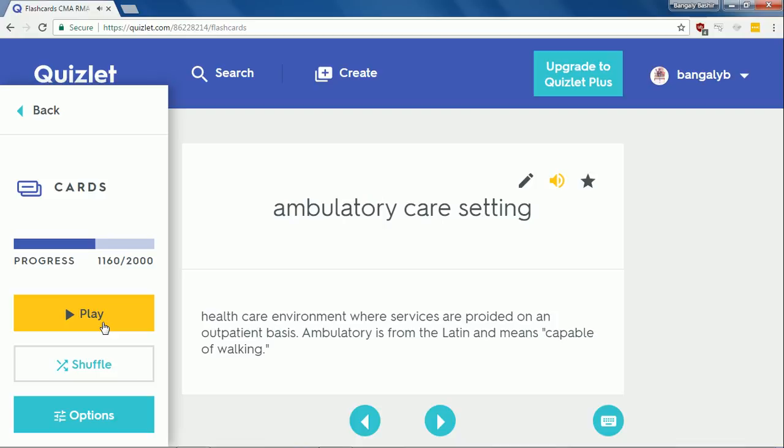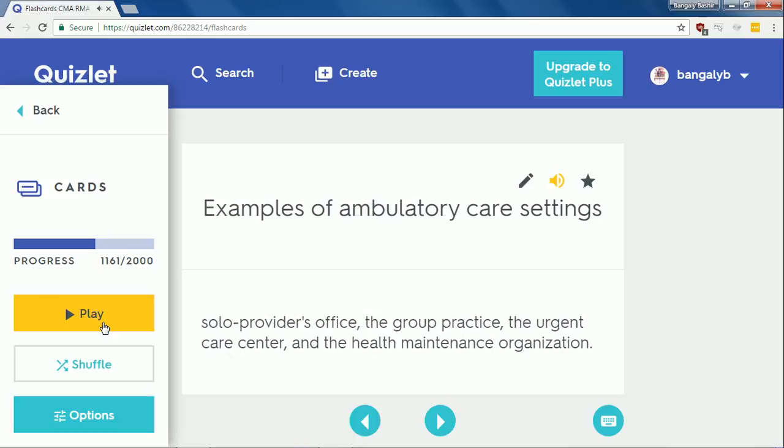Ambulatory care setting. Healthcare environment where services are provided on an outpatient basis. Ambulatory is from the Latin and means capable of walking. Examples of ambulatory care settings: solo provider's office, the group practice, the urgent care center, and the health maintenance organization.